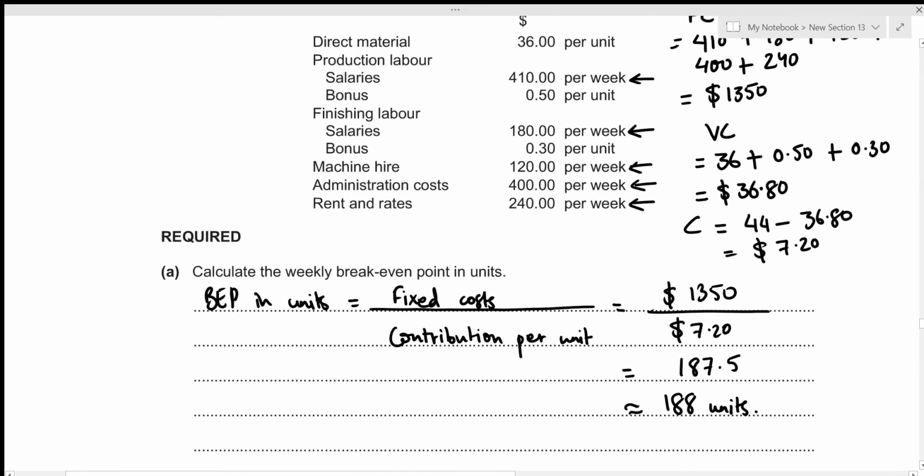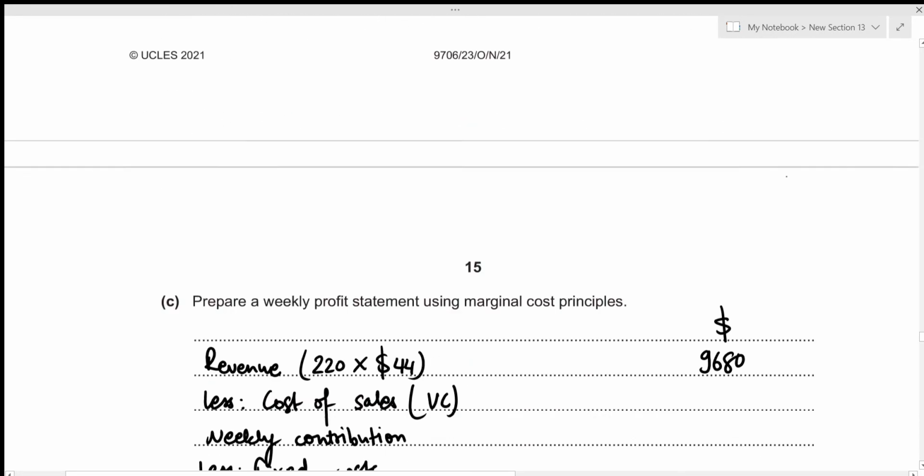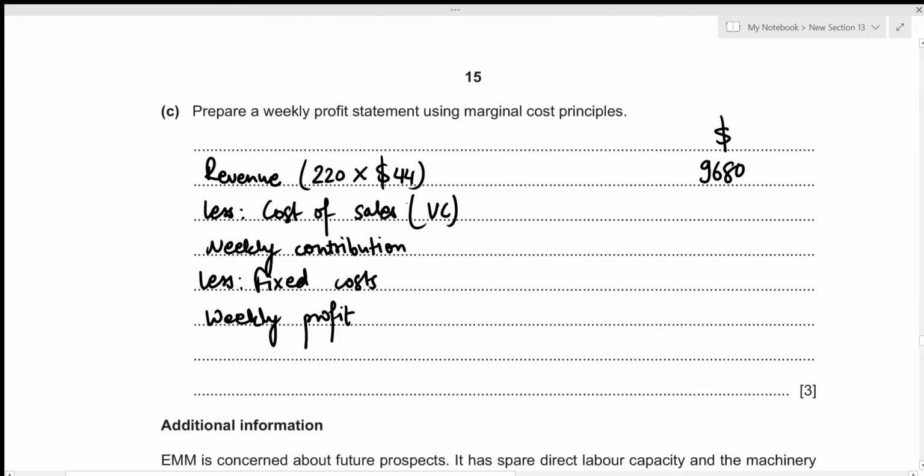So we figured that out right here. The variable cost per unit is just 36.80. But in our weekly statement, we need to record the variable cost of the total outputs produced, which is 220. So the cost of sales or the variable cost is just going to be 220 times 36.8. This gives the total weekly cost of sales to be 8,096.